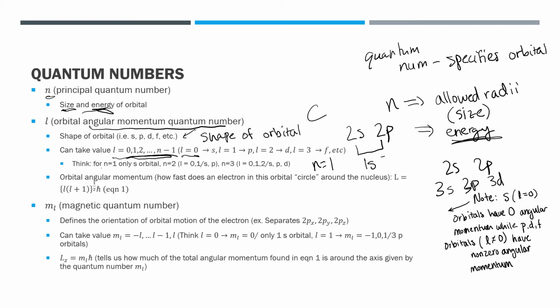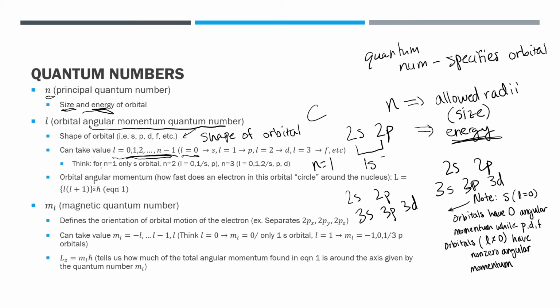For n equals 2, we have our 2s and 2p orbitals. L can only go up to 2 minus 1, which is 1, so we have L equals 0 and L equals 1. This agrees with our knowledge. And we can go on with n equals 3. With n equals 3, we have 3s, 3p, 3d, and this corresponds to L equals 0, 1, and 2. So hopefully that makes sense.